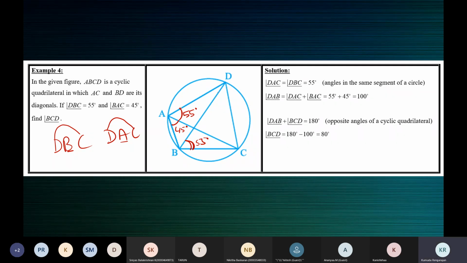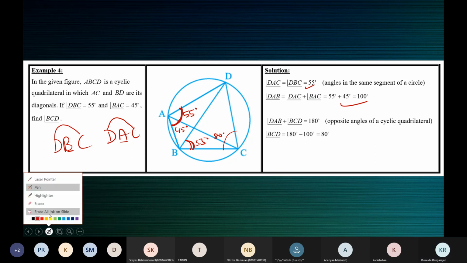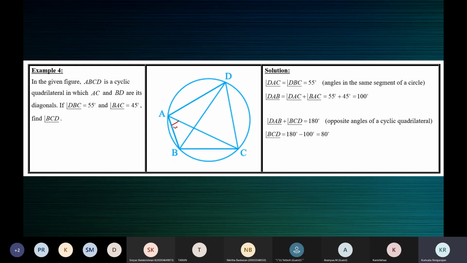So now this full angle is 55 plus 45, 100 degrees. Opposite angles are supplementary in a cyclic quadrilateral. So this is 80 degrees. That's what you see here. This is 45. This is 55. Angles in the same segment of a circle are equal. So this is 55, DBC and DAC. So now this full angle is 100. Opposite angles are supplementary, so this is 80.